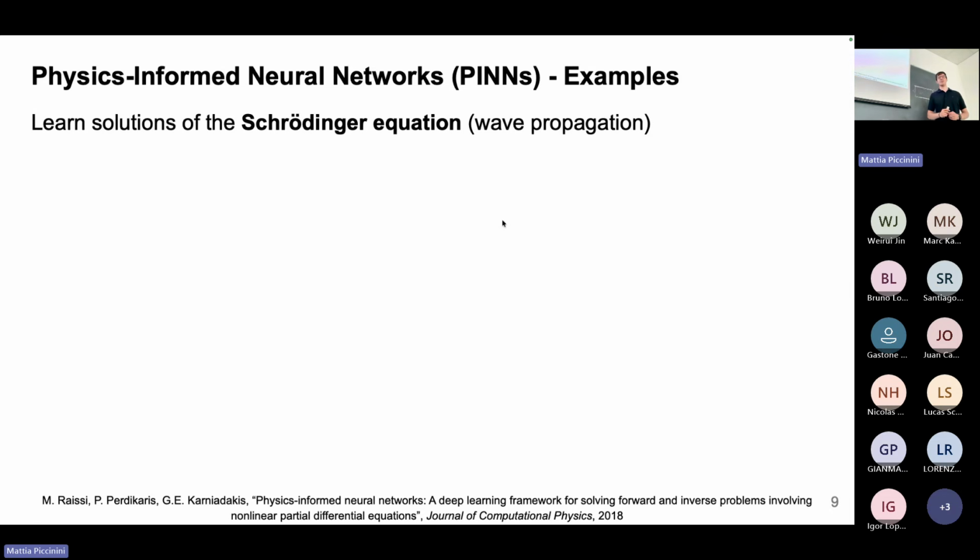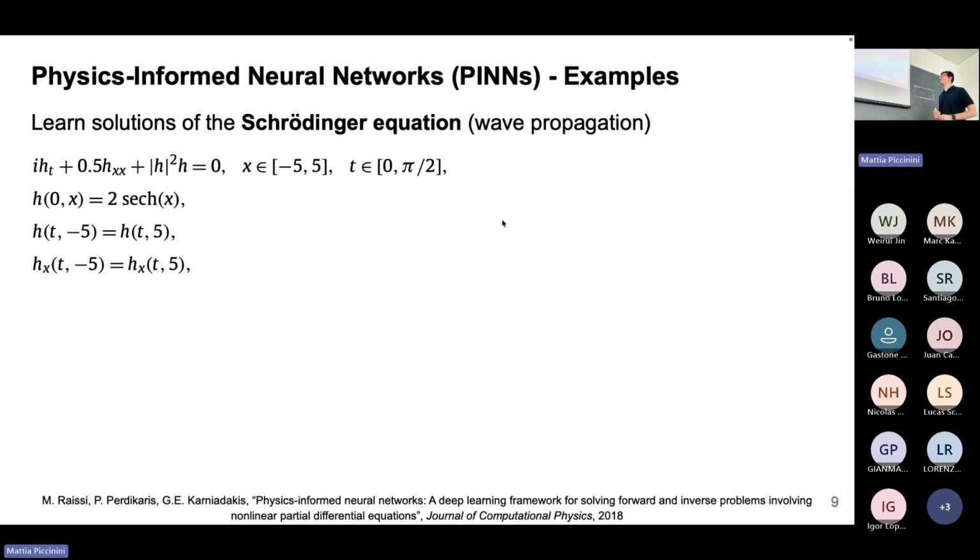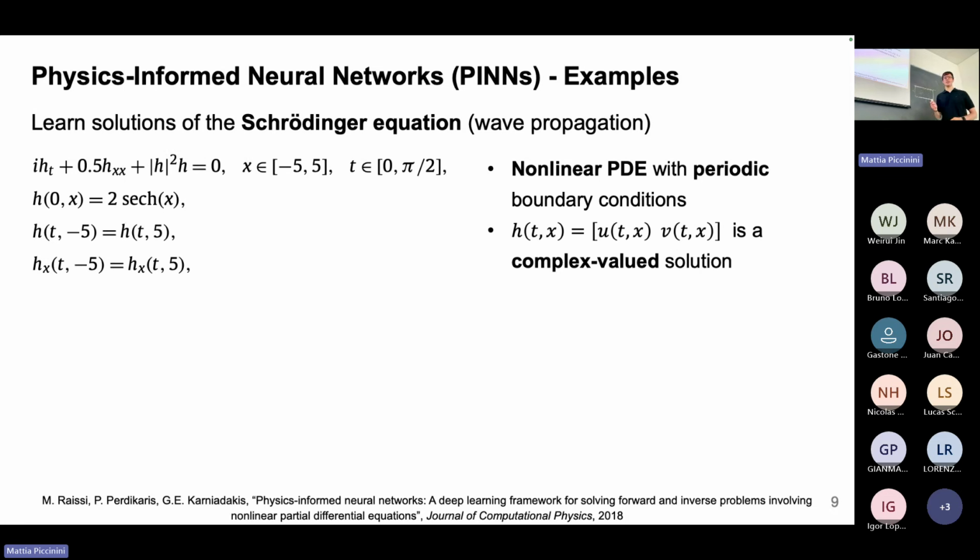It's a very complex equation, the Schrödinger equation, which you can use to model a lot of physical tasks, including wave propagation and a lot more. The challenge here is that the PDE is nonlinear and complex. This is the imaginary number. There are absolute values. It's a nonlinear PDE with periodic boundary conditions.